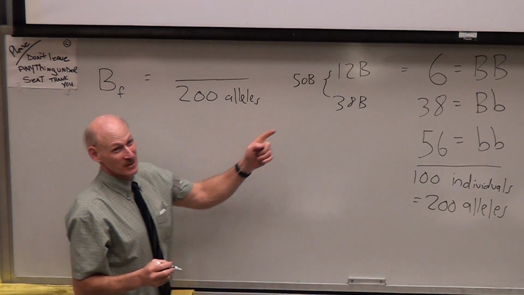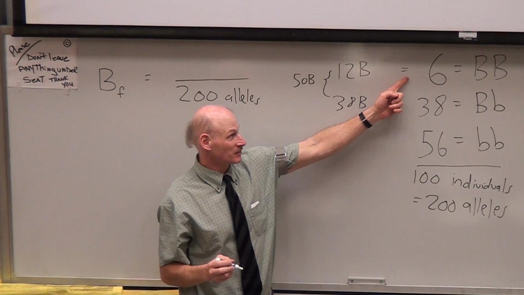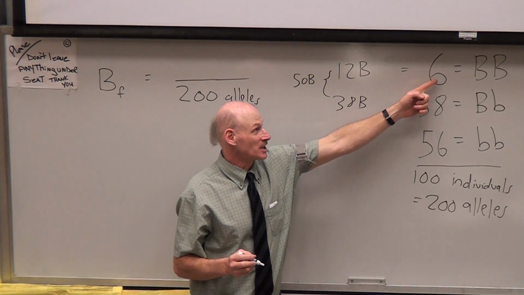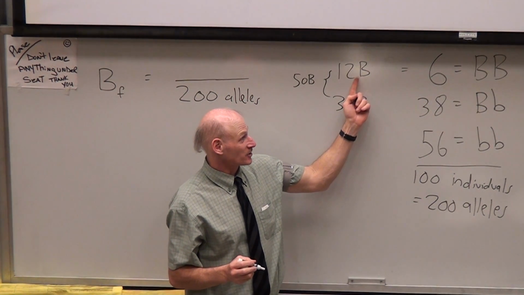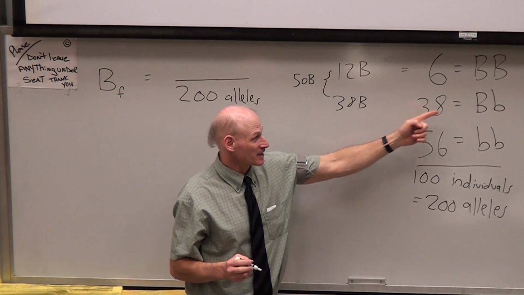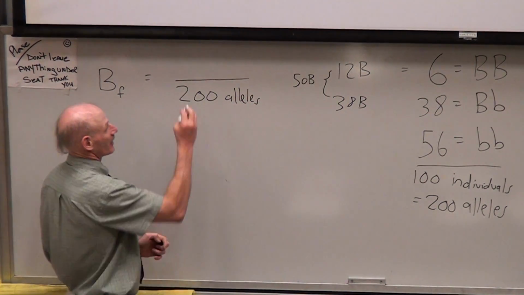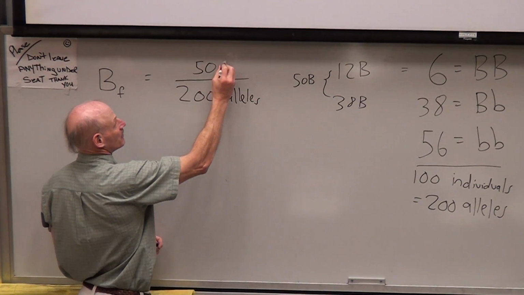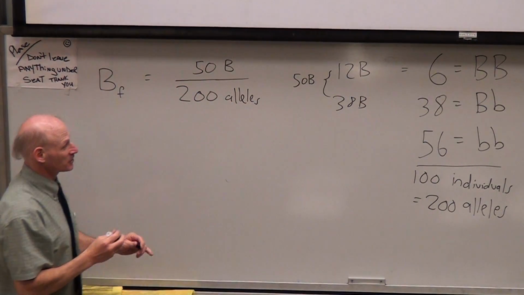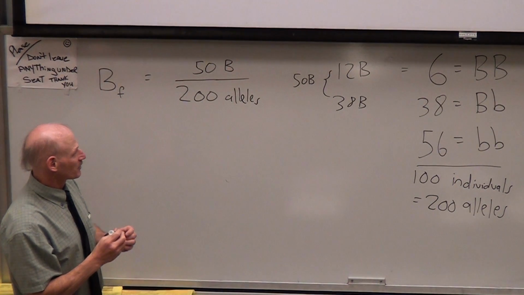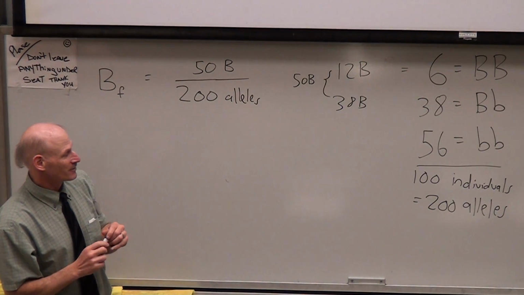You see that? If the individual is homozygous dominant for a certain allele, you have to double that number of alleles because they hold 2 of that allele. But if they're heterozygous, you only count them as having 1 of that allele. So there's 50 big B alleles in this population out of 200 total. And so what's our percentage there? You do it in your head.